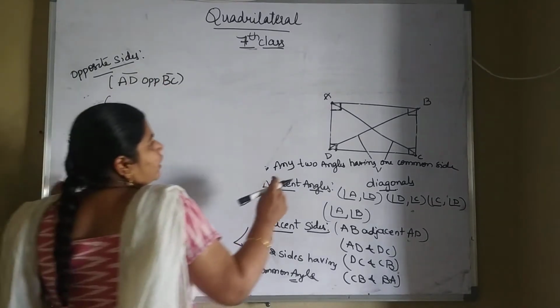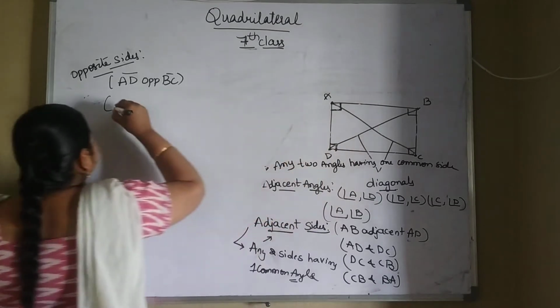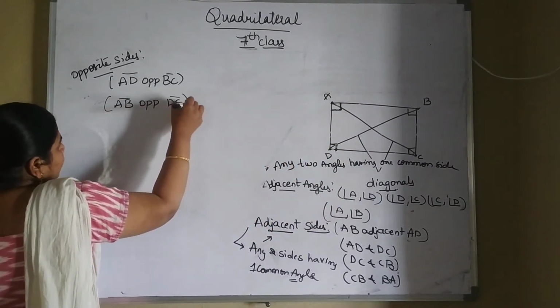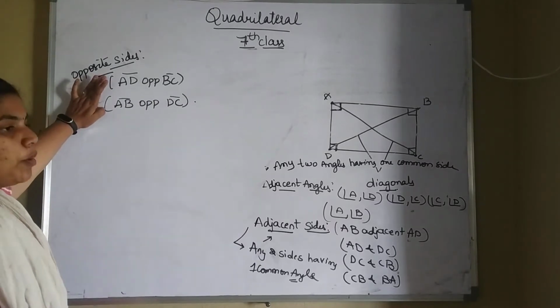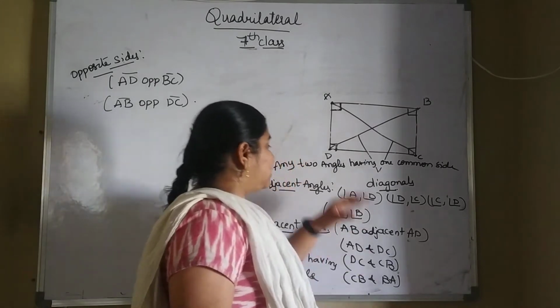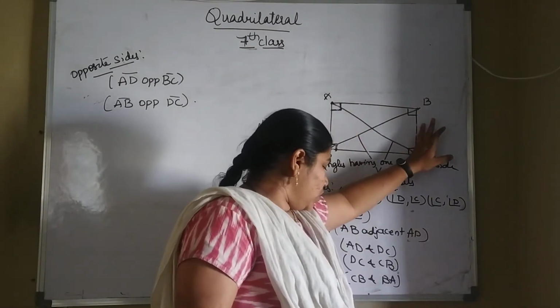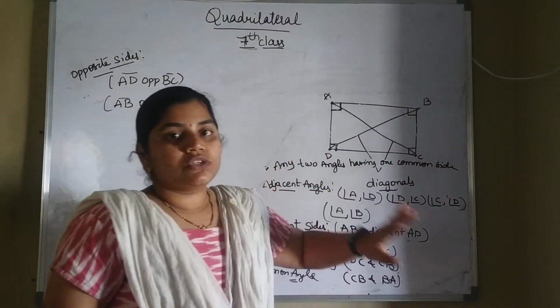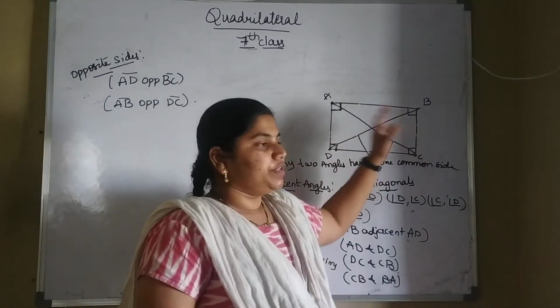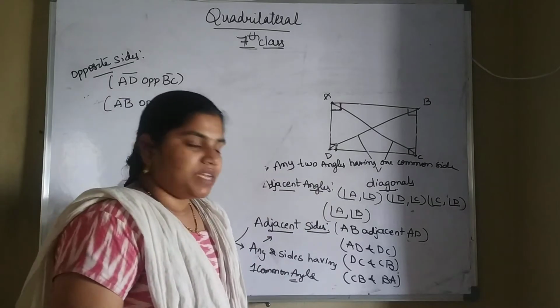In the same way you can write AB line segment is opposite to DC line segment. So these two are opposite sides. So what is the definition for that? Any two sides of a quadrilateral which do not have any common vertex. They are not having any common vertex, so they are called opposite sides.